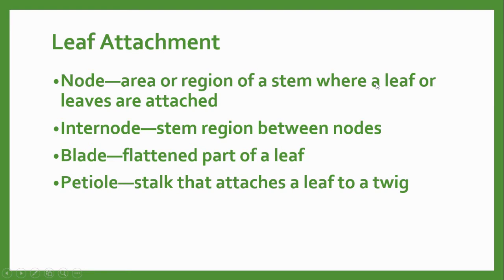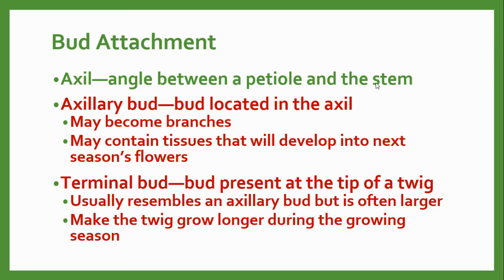Leaf attachment happens at a node, which is an area of the stem where a leaf or leaves are attached. An internode is going to be a stem region between the nodes. Blade is a flattened portion of the leaf, and the petiole is the stalk that attaches a leaf to a twig.